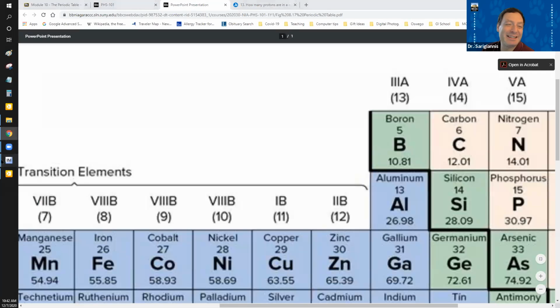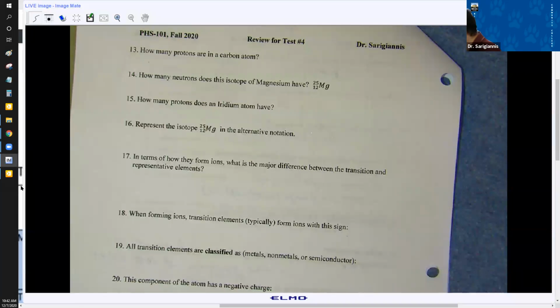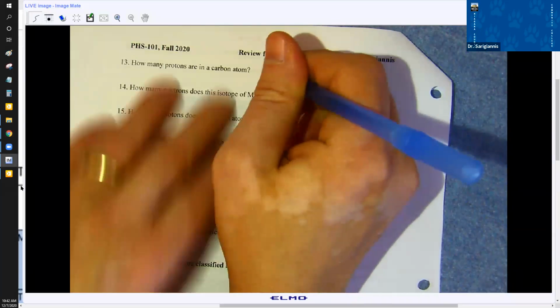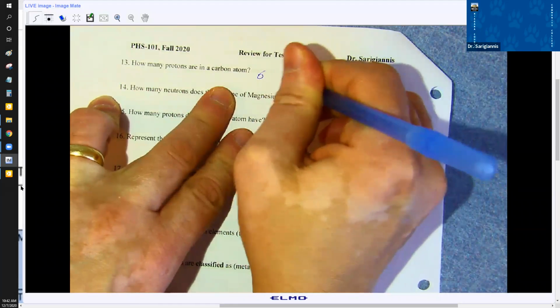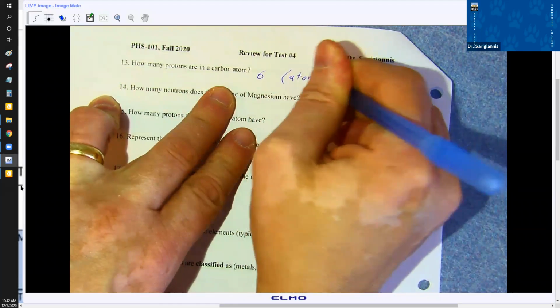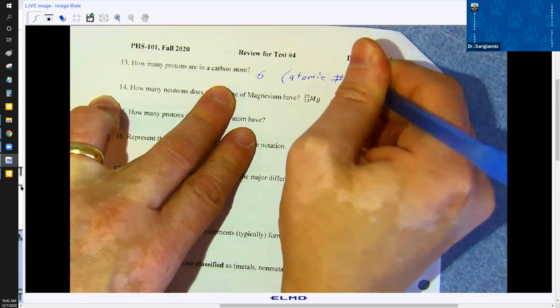Atomic number corresponds to number of protons. Let's write this down. Protons in a carbon atom, 6. Atomic number.